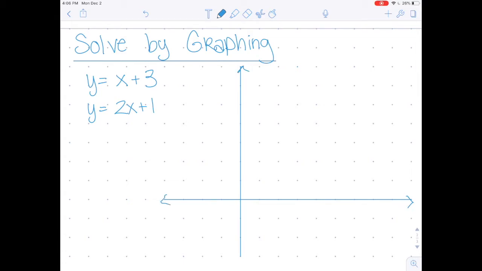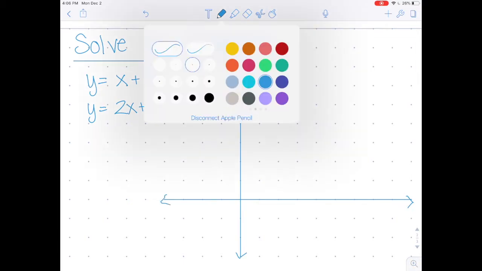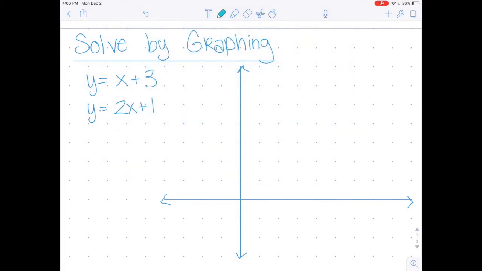Put my little arrows. Okay, so things we know because of slope-intercept form. Slope-intercept form is y equals mx plus b. M is the slope, and b is the y-intercept. So in this first equation, remember just having an x is like having an imaginary 1, so the slope is 1, and the y-intercept is 3.